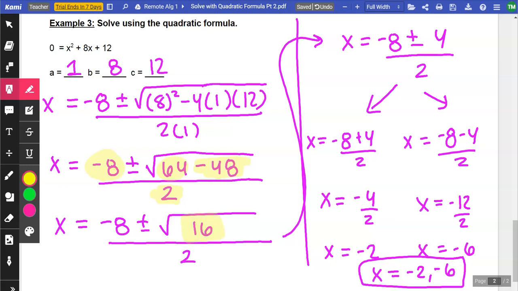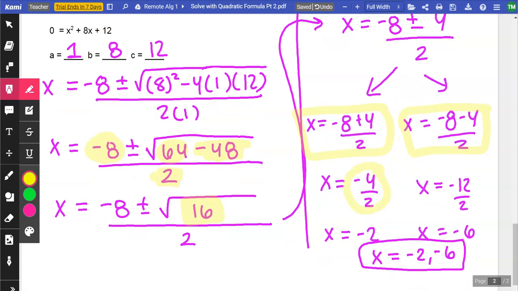That simplifies to 4. So I have x is equal to, I split my answers into 2, and I have x equals negative 8 plus 4 over 2. And then I also have x is equal to negative 8 minus 4 over 2. So negative 8 plus 4 is negative 4 over 2. Negative 8 minus 4 is negative 12 over 2. These simplify to negative 2 and negative 6. So my answers are x equals negative 2 and negative 6.